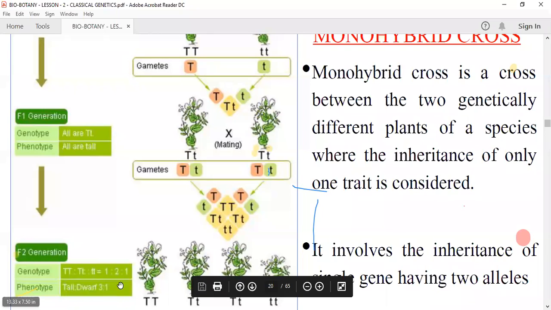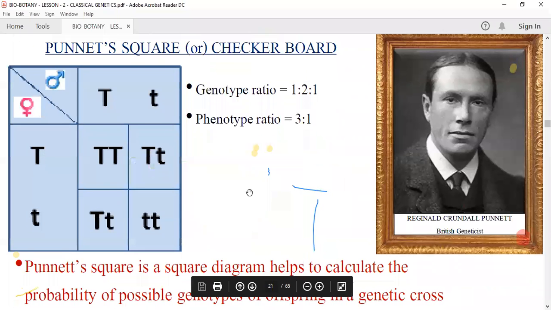Okay. In the same way, if you are seeing the genetic constitution, meaning the genotype, it is capital T, capital T, capital T, small t, small t, small t. So the capital T capital T is homozygous tall, 1, and then heterozygous tall is 2, capital T, small t, and then small t small t is the homozygous dwarf condition.